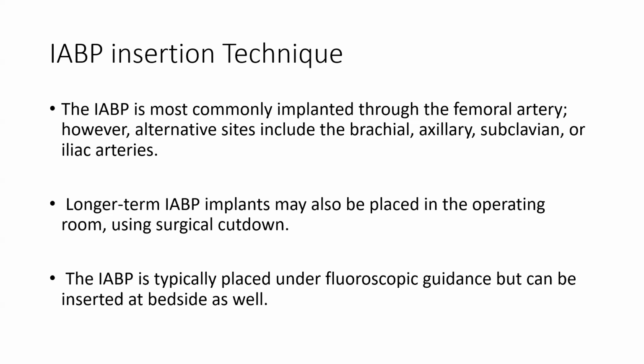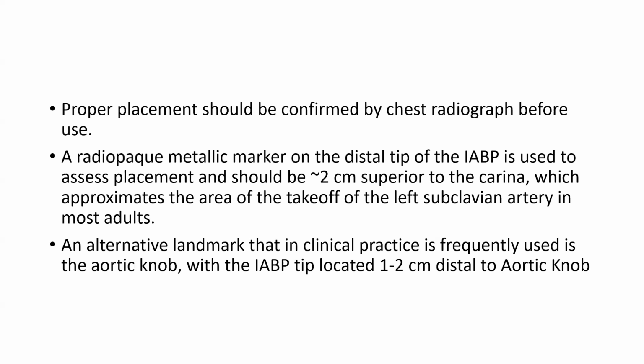Now, regarding IABP insertion technique, the IABP is most commonly implanted through the femoral artery. However, alternative sites include the brachial artery, axillary artery, subclavian artery, and the iliac. Long-term IABP implants may also be placed in the operating room using surgical cutdown. The IABP is typically placed under fluoroscopic guidance but can be inserted at bedside as well. Proper placement should be confirmed by chest radiograph before use.